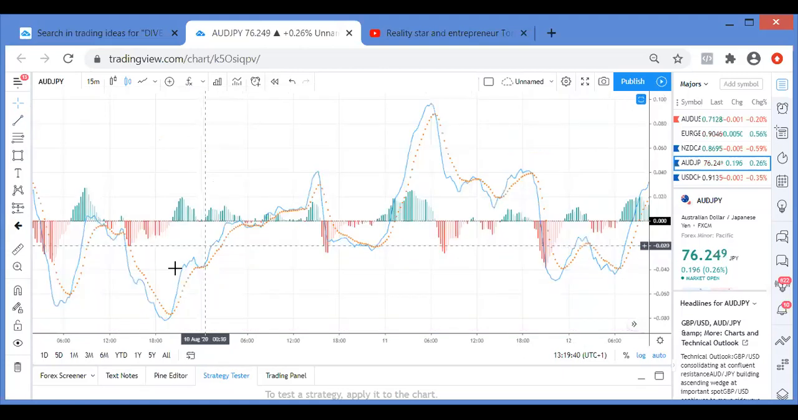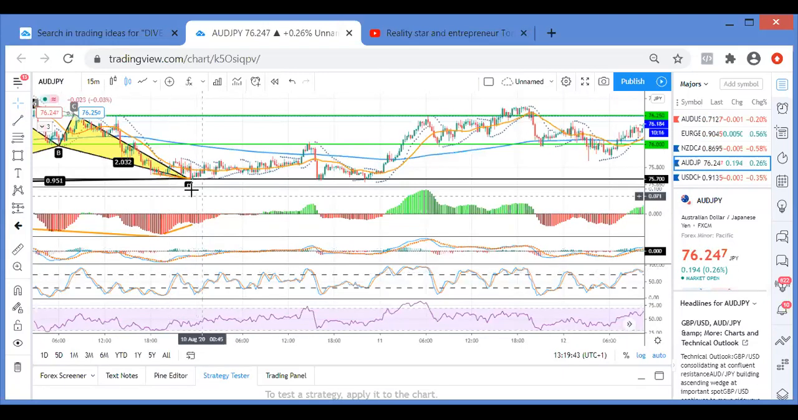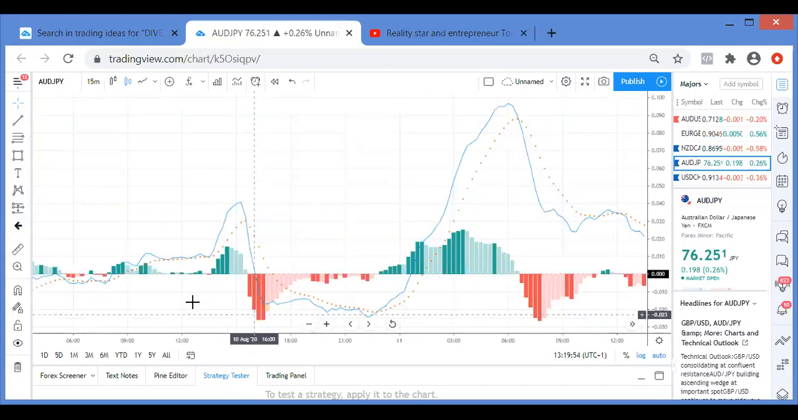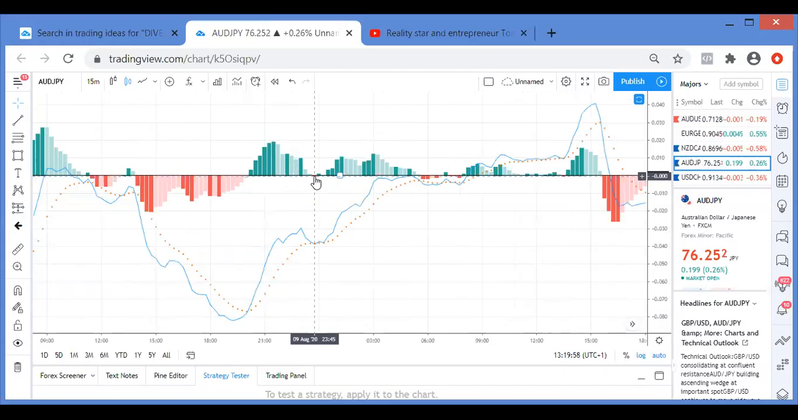So look, it was here. Let's have a look again. No, it was here. So yeah, this low here. I'm not sure if you can see, it will basically be this one. Can you see this one red histogram? That still signifies a low. So all I'm waiting for is the market to cross.